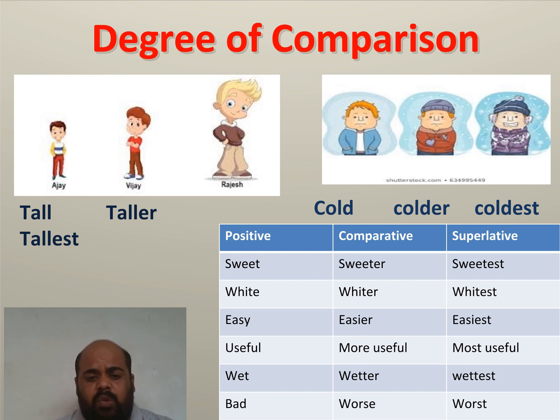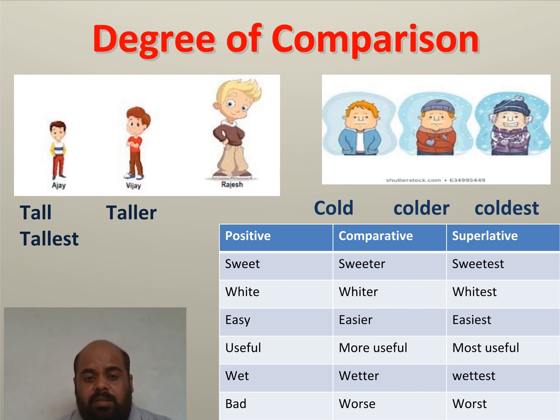So here I have taken two examples. There are three boys, Ajay, Vijay and Rajesh. One is tall, another is taller, and Rajesh is tallest. In the other photo you can see three situations of the same person. The first one is cold, where he need not wear that many things. The next one is colder, and the third one is coldest. In this way we prepare the degree of comparison.